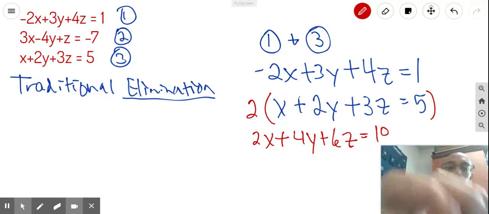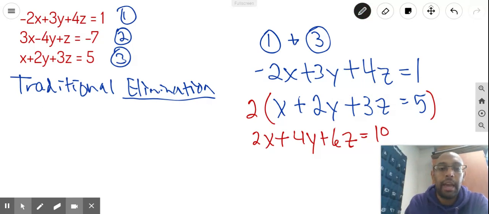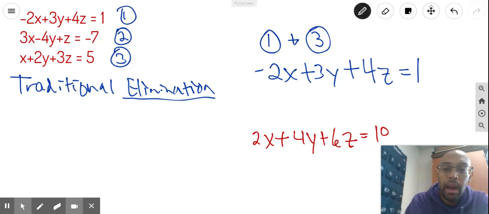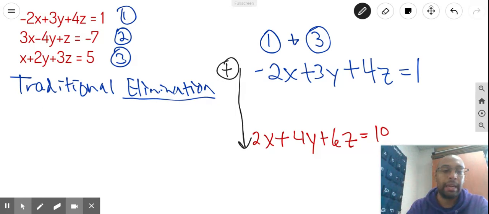So notice that because of this multiplication, everything has been multiplied by 2. So now I have 2x plus 4y plus 6z equals 10. As I said, we're going to eliminate x. I'm going to erase this line here so that you can see what I'm doing. Now we're going to add each term from top down. Essentially we're just taking negative 2 and adding it to 2x, 3y added to 4y, 4z added to 6z, 1 added to 10.